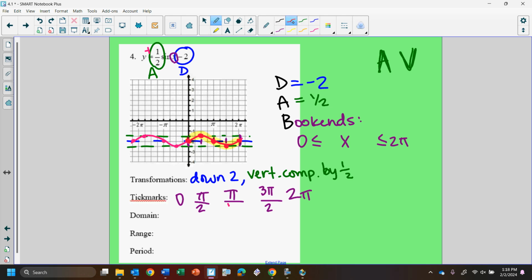What would you say your range is here? -2.5 to -1.5. Awesome. Square brackets, -2.5 to -1.5. If you want to do it in fractions, that's fine too.